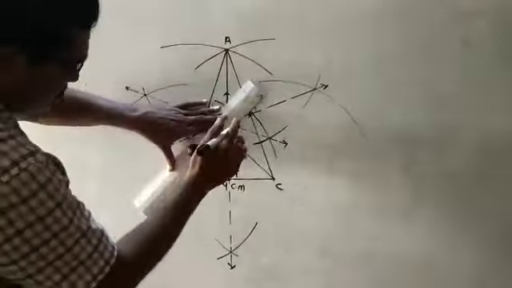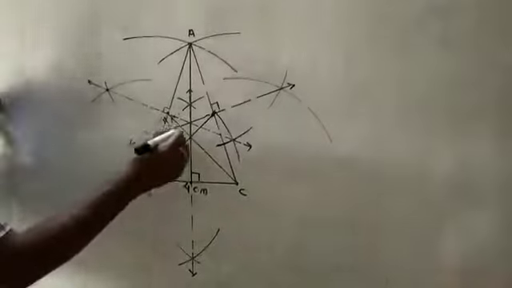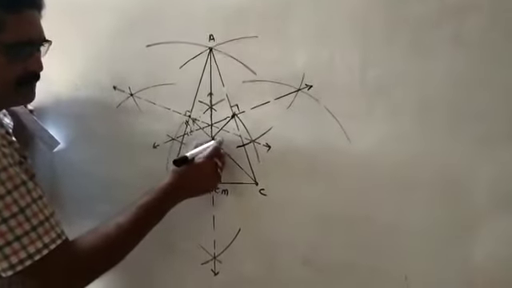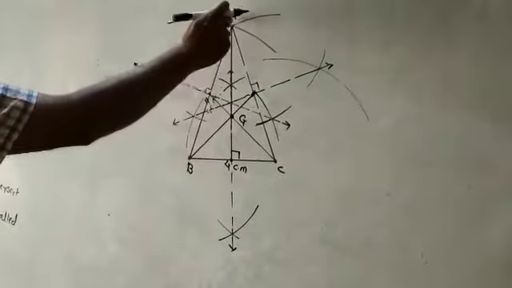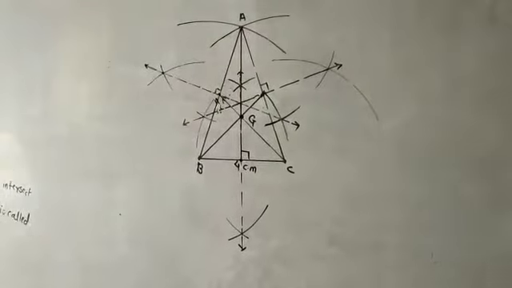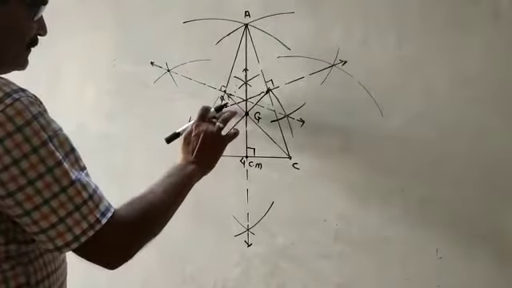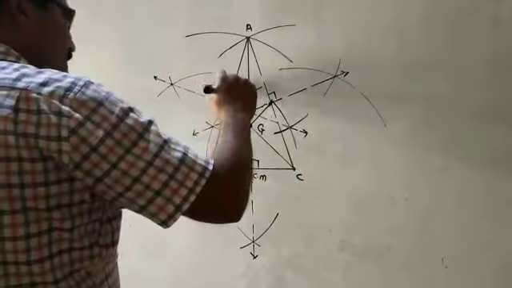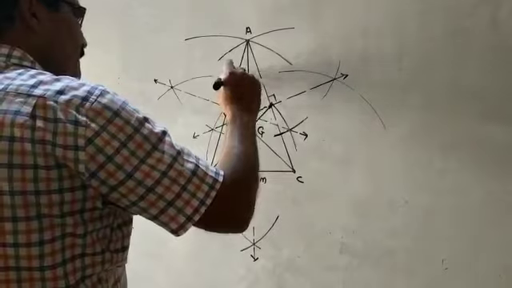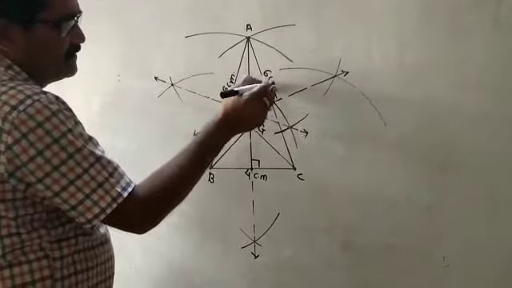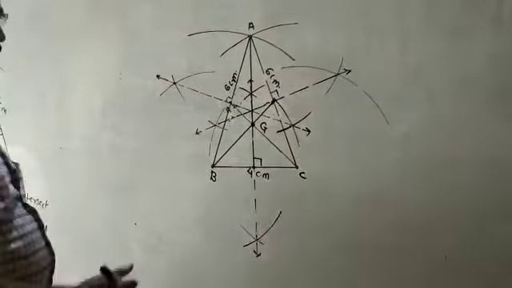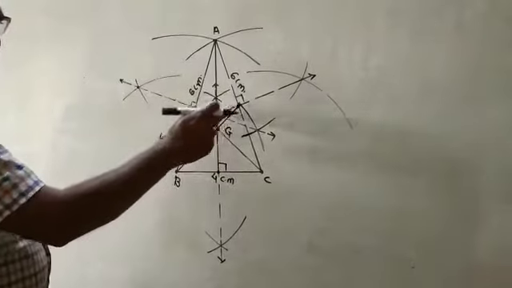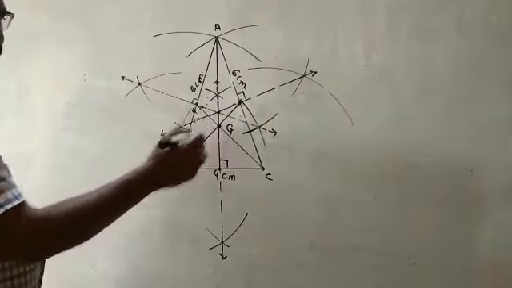At that time, this is the centroid G. See, centroid G divides the median in the ratio 2:1. So I will say that this side is 6 centimeter. This side is also 6 centimeter of the isosceles triangle, and here this is the point of concurrence of the perpendicular bisector, and this G is the point of concurrence of the median.